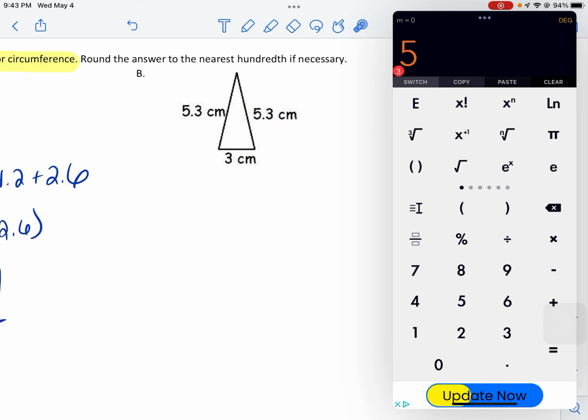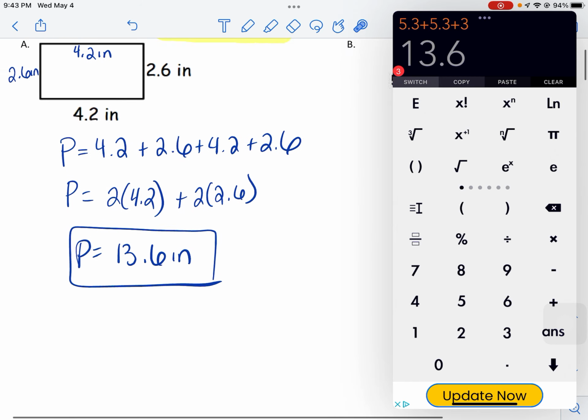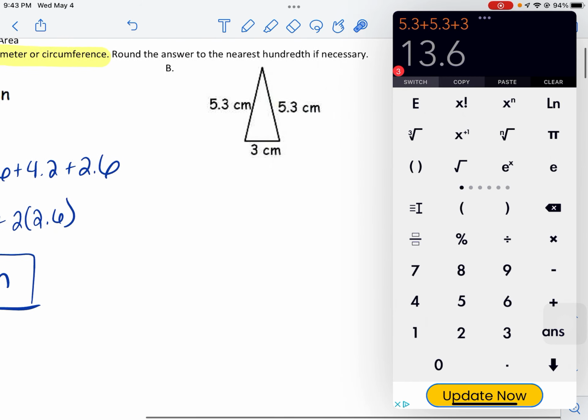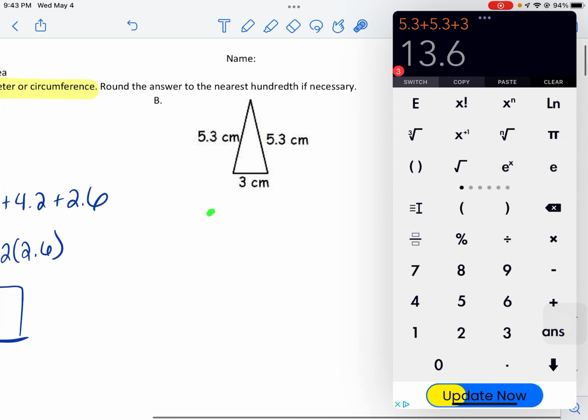I'm just going to check my math. 5.3 plus 5.3 plus 3 would be 13.6. It's the same perimeter as my other shape. I did not plan that. So we got a perimeter of 13.6. This triangle is measured in centimeters, so I would label this as perimeter equals 13.6 centimeters.